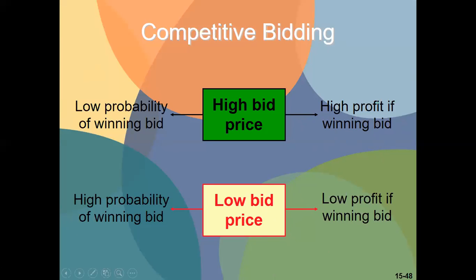And then on the other hand, for the probability, there is low probability for the winning bid for the seller for the high bid price. So it's quite challenging to get the high bid price. And then there is the high probability for the seller to get the low bid price. So this is the point of competitive bidding.